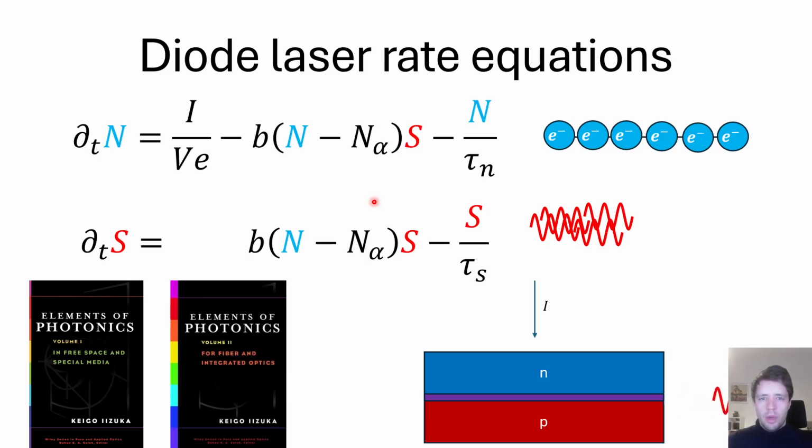Hello and welcome to this video on diode laser rate equations. In this video we're going to investigate what happens when you feed current into a p-n junction and eventually cause light amplification by stimulated emission of radiation. The derivation I'll be presenting here is based on the one found in this book called Elements of Photonics, which I highly recommend for a deep dive into the details of modern laser and optics technology.